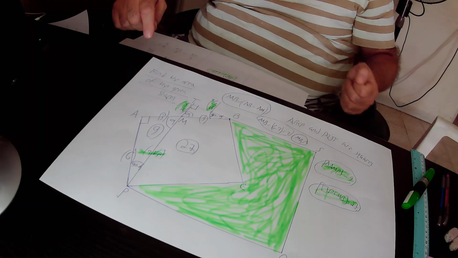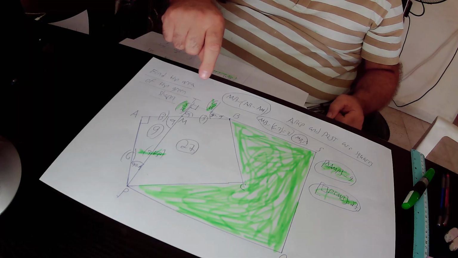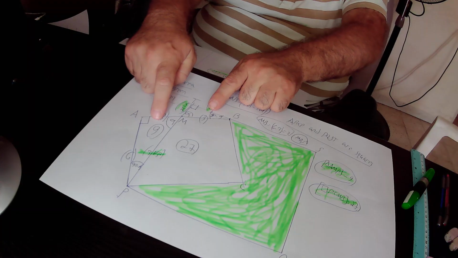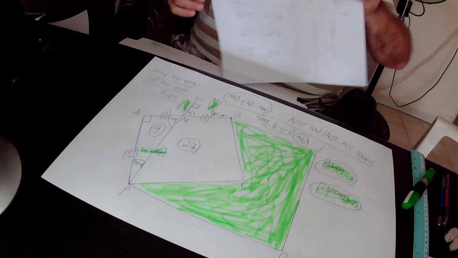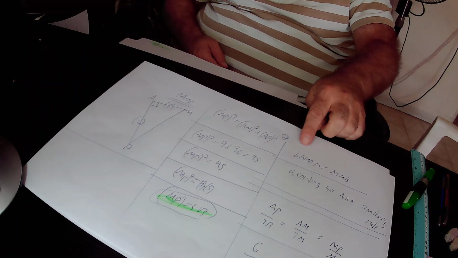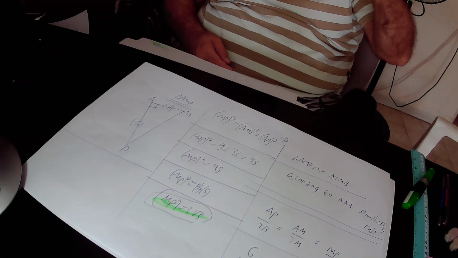So we found out that all the angles of the right triangle AMP are correspondingly equal to all the angles of this small right triangle TMB, and therefore those two right triangles are similar to each other according to the angle similarity rule. The big right triangle AMP is similar to the small right triangle TMB.